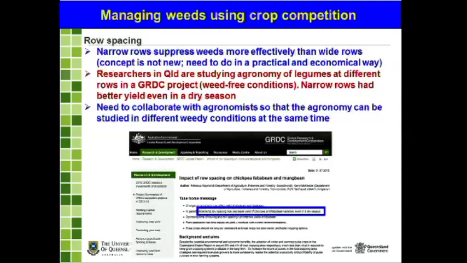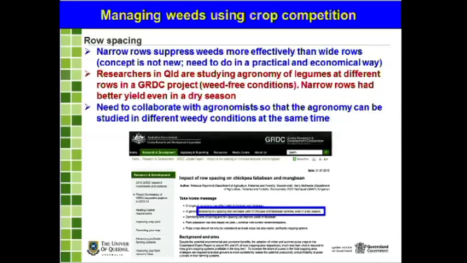Okay, managing weeds using crop competition. This is my favorite area. I want to manage weeds using crops, using crop or agronomic approaches. Narrow rows, I think we know that one. This suppresses weeds more effectively than wide rows. The concept, as I mentioned, is not new, but we need to do this in a more practical and economical way.